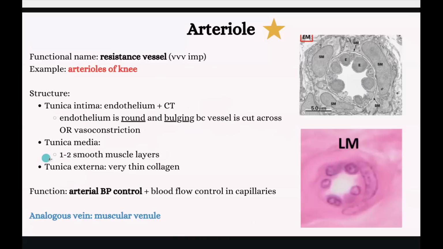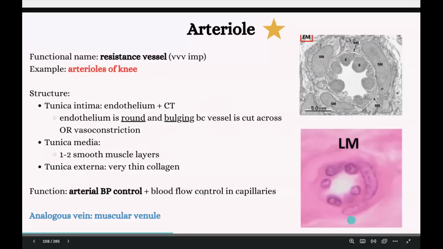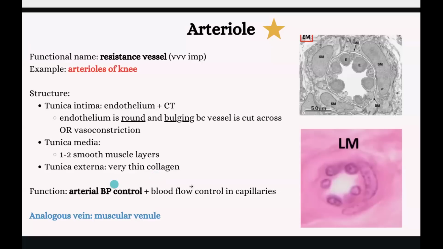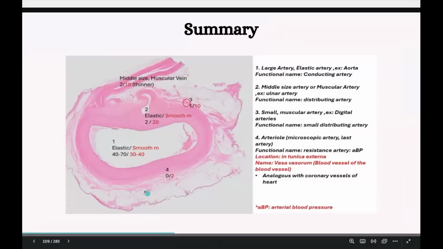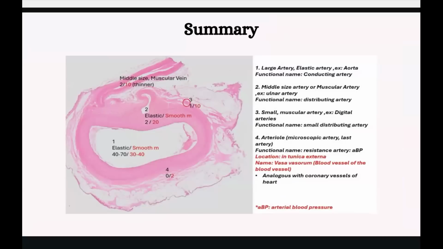The tunica media has 1 to 2 layers of smooth muscles. It's not much at all, as you can see here in the electron microscopy. Not many layers of smooth muscles. Here you can also see the smooth muscles in the light microscope. And then the tunica externa has thin collagen. So this is just a summary. Obviously, we explained everything separately, but note that this is all continuous with each other. You have the large artery, then the middle muscular artery, then the smaller muscular artery, and then the arterial. You can go over these as a review.